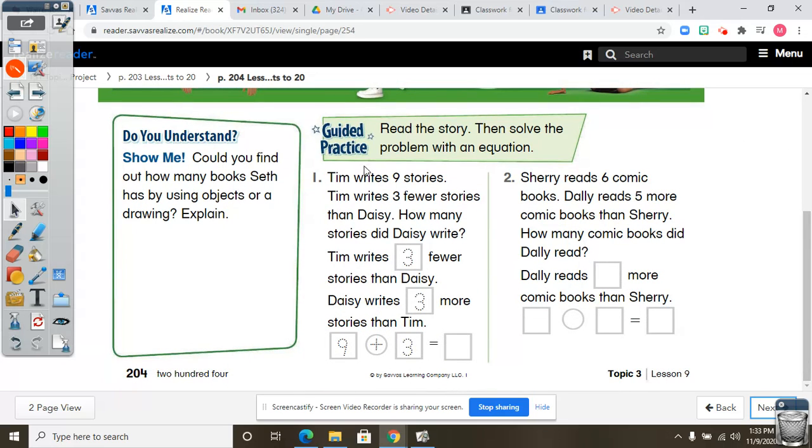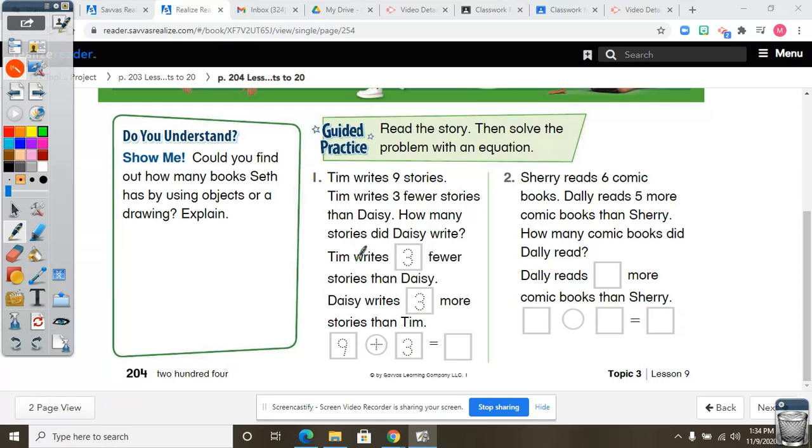Okay, let's do numbers 1 and 2 together. We're going to read the story, then solve the problem with an equation. Number 1 says, Tim writes 9 stories. Tim writes 3 fewer stories than Daisy. How many stories did Daisy write?